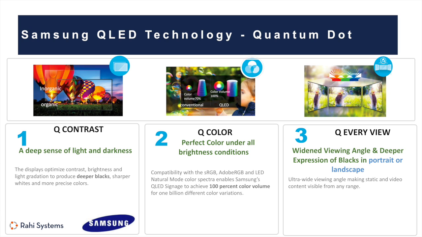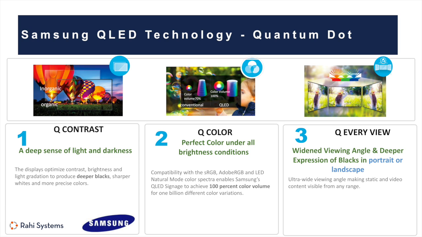One of Samsung's latest technologies is Samsung QLED, or quantum dot display. Quantum dot is a very new and exceptional technology that was first released for products at home, but now has made it into the commercial market. They really provide 3 areas that are very different from the technologies we've seen before. One is an area of contrast where you get a deep sense of light and dark on the display regardless of the brightness level. So they optimize contrast, brightness, and light gradation, and also get deeper blacks and sharper whites. And again, that's all independent of whatever brightness level you have it at.